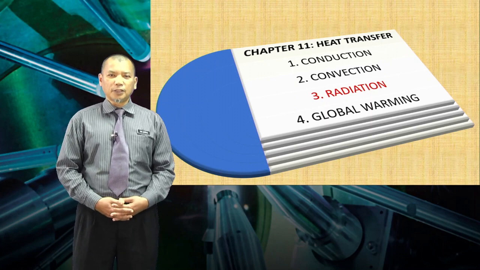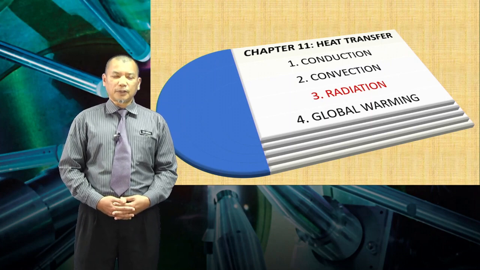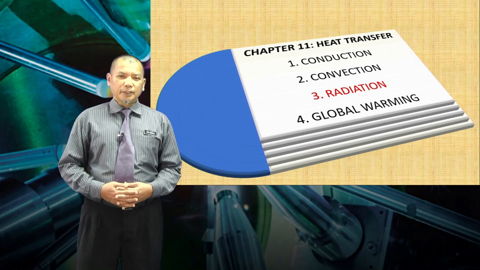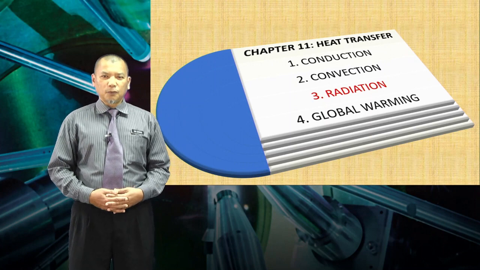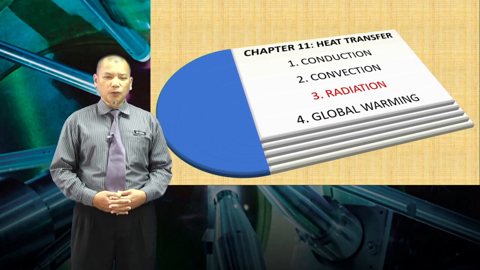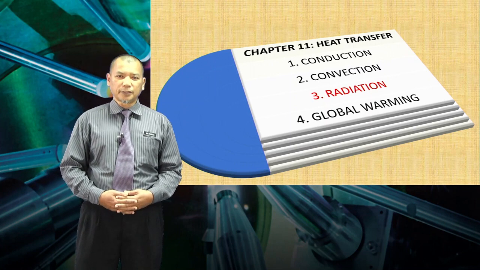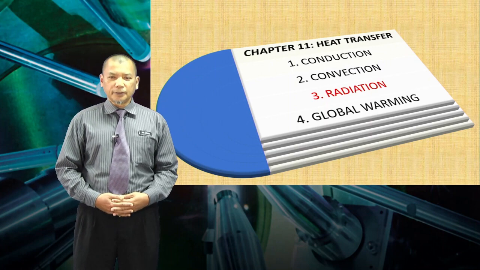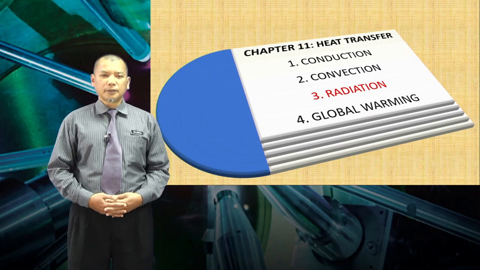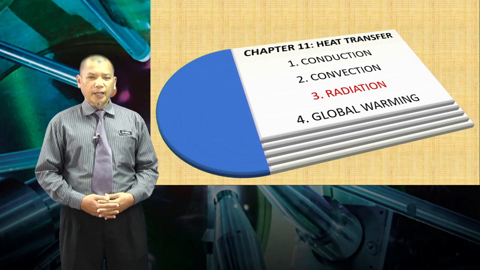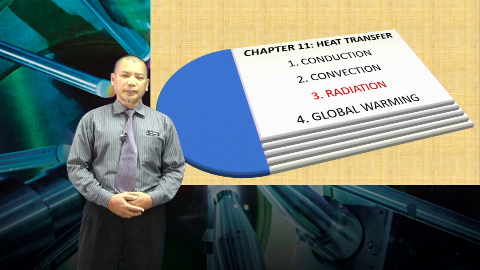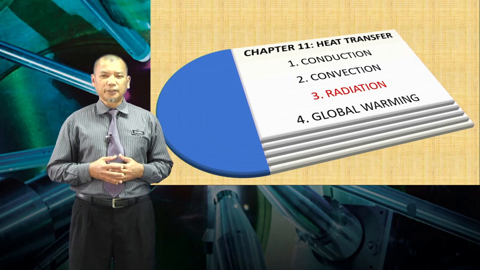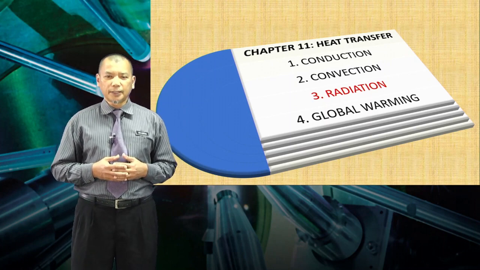Specifically, I will discuss question number 20 from chapter 11 of heat transfer. Under chapter 11, there are 4 subtopics which students should be able to understand. The 4 subtopics are heat conduction, heat convection, heat radiation, and global warming. For this session, we are going to concentrate on the subtopic of heat radiation.